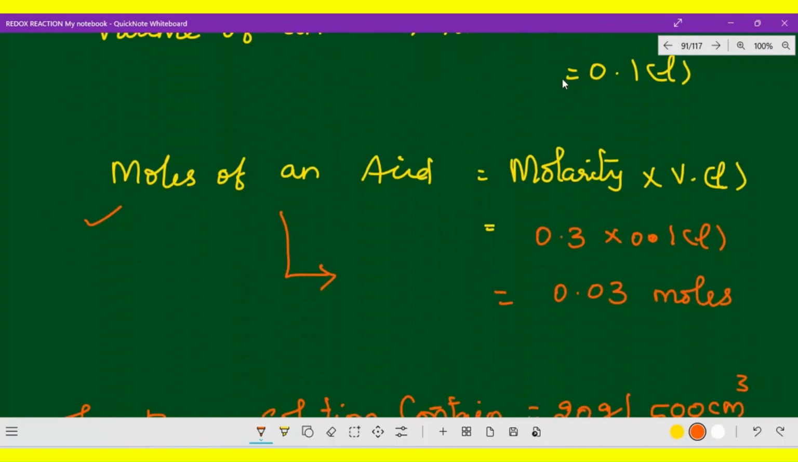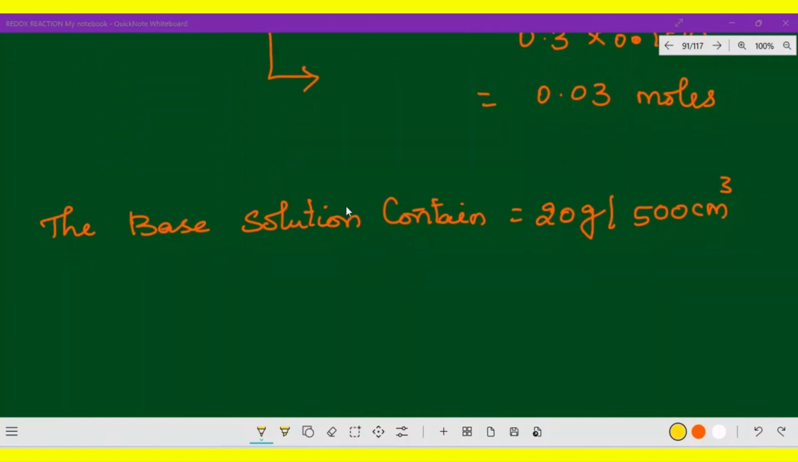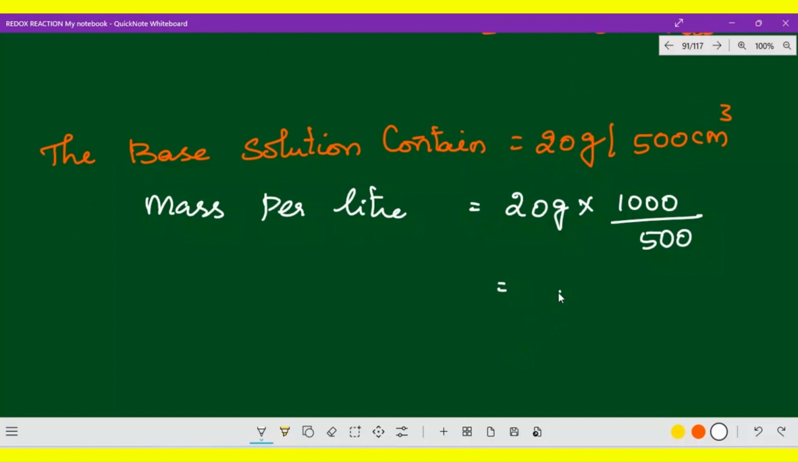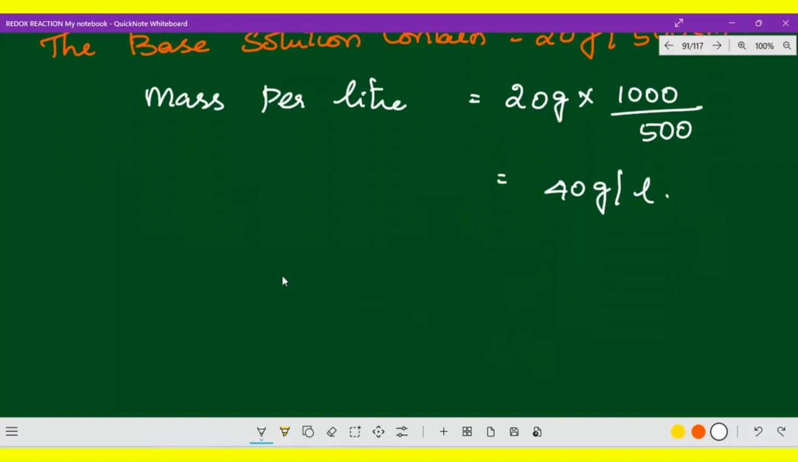Okay, now let us go and identify the molarity of the base. To find the molarity, we have to find out mass per liter. Why? Here the base solution contains 20 gram per 500 centimeter cube only. So we have to convert that into liter. This is 20 grams into 1000 divided by 500 centimeter cube, so you will get 40 gram per liter.